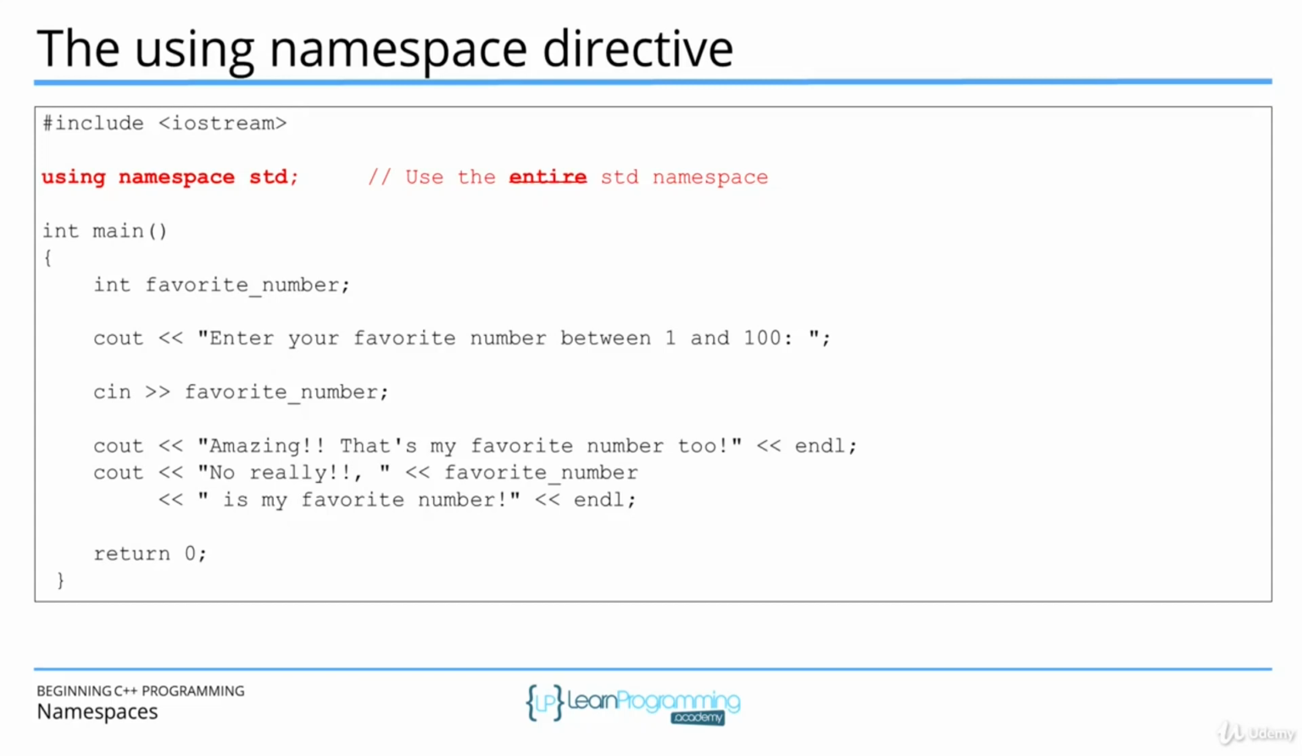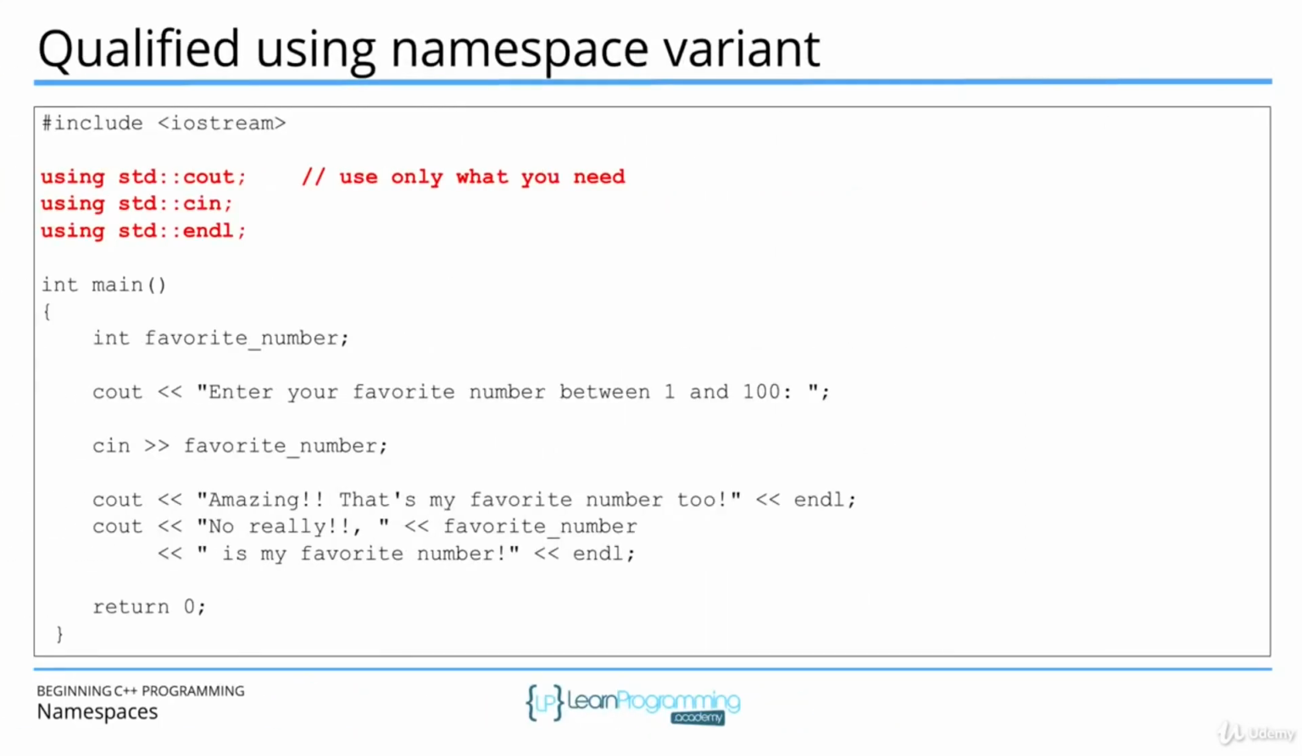C++ provides another variant of the using namespace directive. Let's take a look at that. In this case, we have a qualified using variant in which we tell the compiler exactly the names I want to use from a specific namespace. You can see I'm using 3 using directives, each qualified for a specific name in a specific namespace. The advantage of this approach is that we can still use cin, cout, and endl in our code without the namespace and scope resolution operator. And we're not getting any other names from the C++ standard namespace.